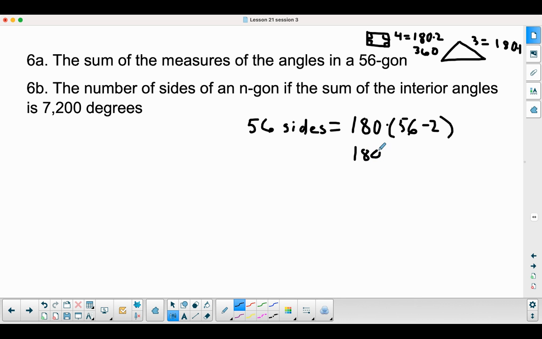So 180 times 54, that's going to be a big number, but that's going to be the total number of degrees. So 180 times 54 is 9,720. That is how many total degrees are in that 56-sided shape.